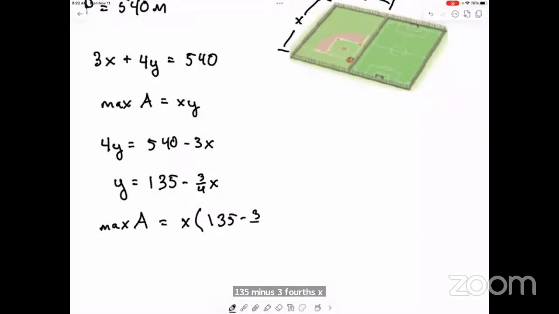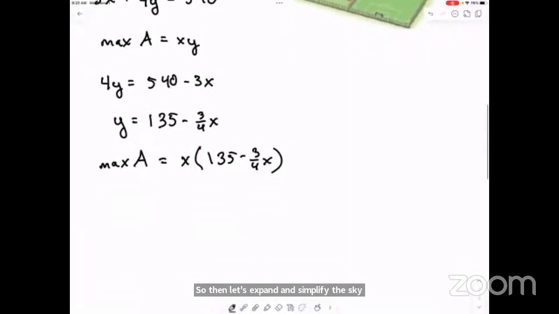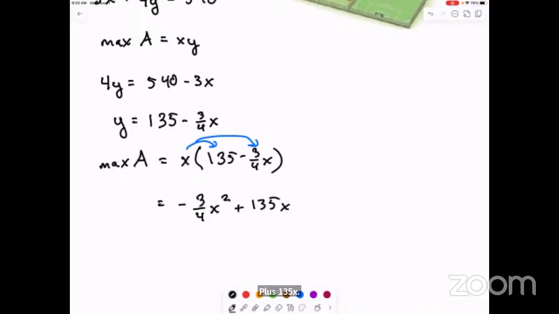So then let's expand and simplify this guy. We can distribute this X, okay? So then from there we'll get, and I'm going to put it in descending power order, negative 3/4 X squared plus 135X, okay? So now we want to maximize this area. We have the area in terms of X. Notice that the highest power is 2. You know the shape of this graph. This should be a parabola. Notice the leading coefficient is negative. That's why I put it in descending power order.